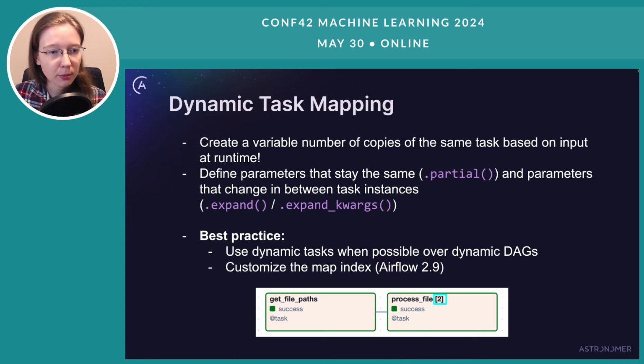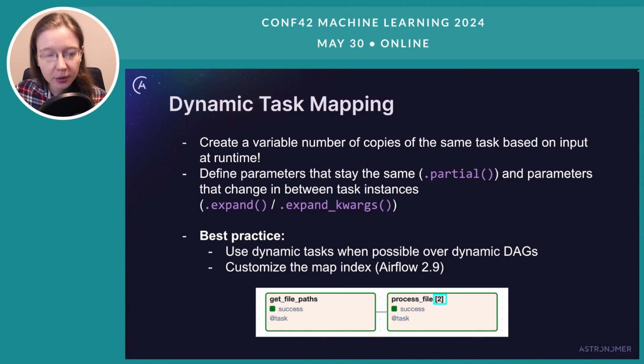The important thing to remember is that you have two ways of defining parameters in a dynamically mapped task. You can have parameters that stay the same in between these copies. These go into .partial. And parameters that change in between the dynamically mapped task instances. These go into .expand or .expand_kwargs.